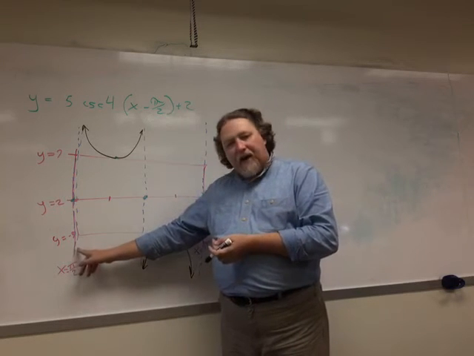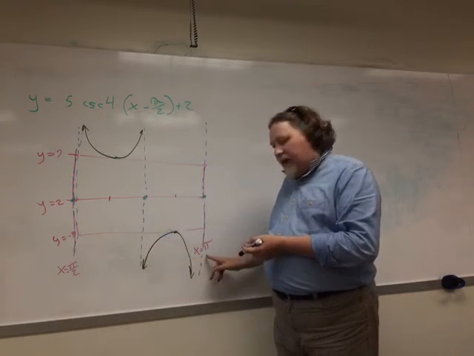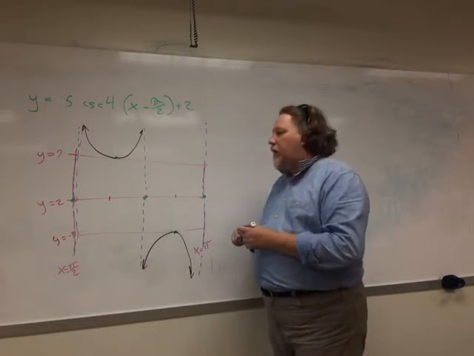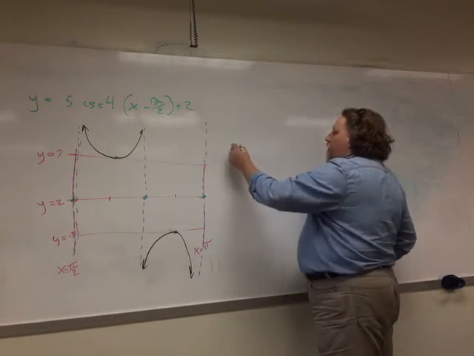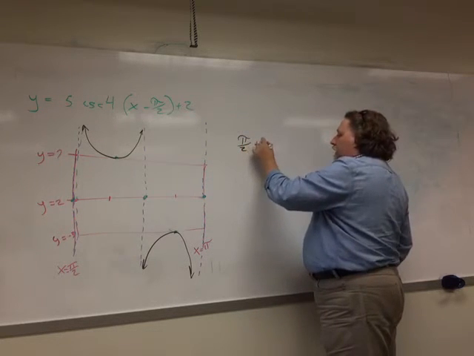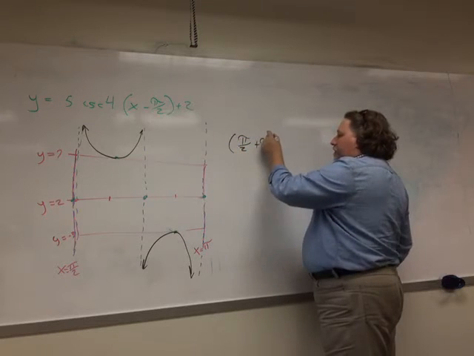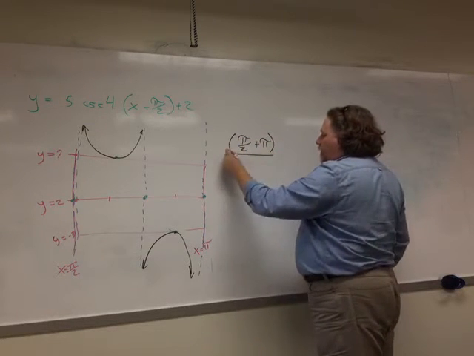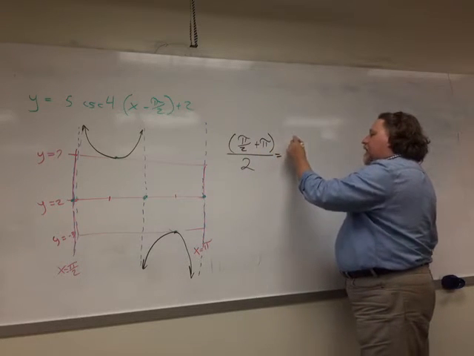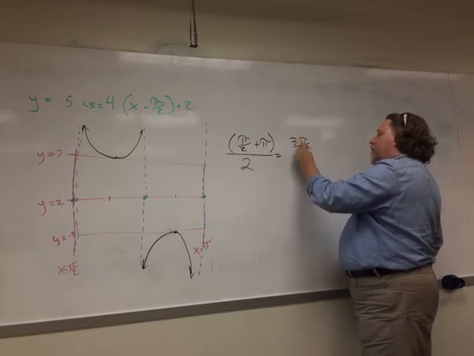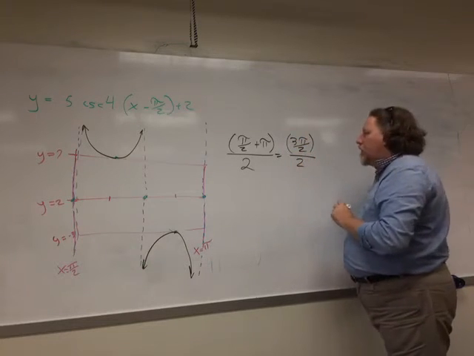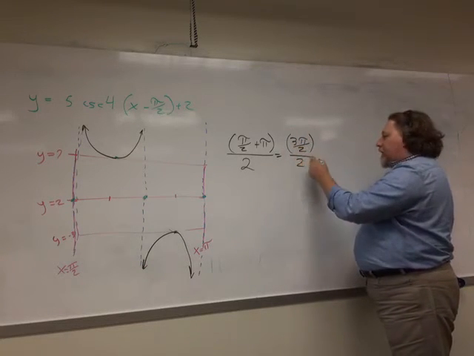So over here I have pi over 2, and over here I have 1 pi. To find out where this is, I'm going to average those two numbers. Now, of course, to average two numbers, I have to add them together. So I have pi over 2 plus pi. And then after I add them together, I'm going to divide by 2. So pi over 2 plus pi is 3 pi over 2. And then I need to divide that by 2. 3 pi over 2 divided by 2.